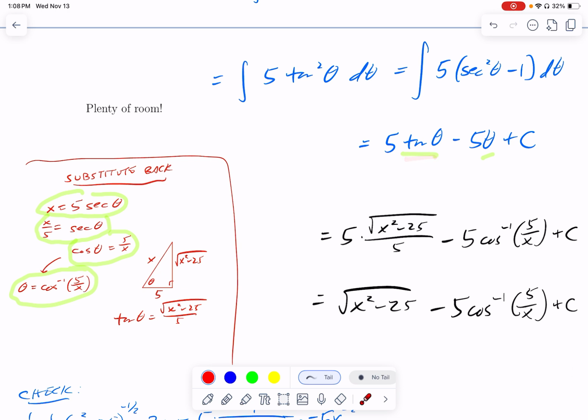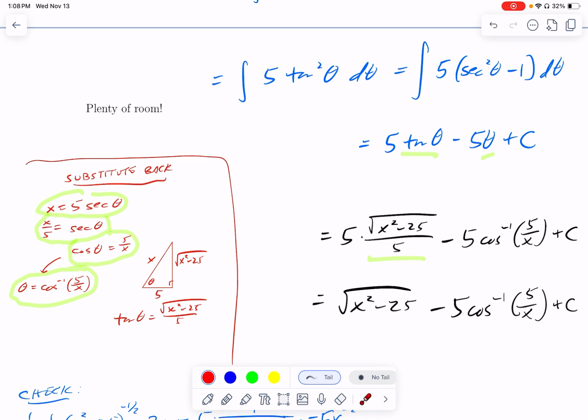Tangent of theta is this expression, so I just substituted it here. Theta, we found, was inverse cosine of 5 over x, so I substitute that here. So on the left, those 5's cancel, and I have square root of x squared minus 25, and here I have minus 5 inverse cosine of 5 over x plus c. Okay, so this is a rather complicated looking antiderivative compared to the relative simplicity of our function.